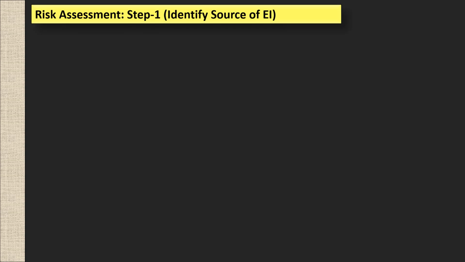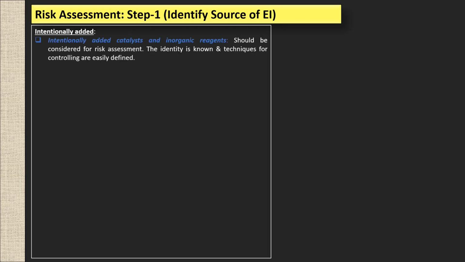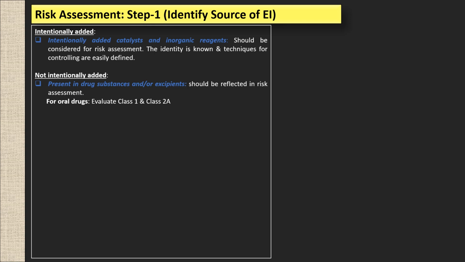So continuing with identifying the sources of elemental impurities, elemental impurities can be intentionally added as catalysts and inorganic reagents during the manufacturing process. When this is the case, they should definitely be considered for risk assessment. The identity is known and techniques for controlling are easily defined because we are aware of what elemental impurities have been added. The second category can be the elemental impurities which are not intentionally added. So they are present in the drug substance or excipients and should be reflected in the risk assessment.